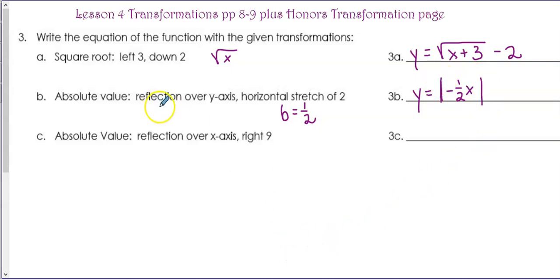Okay. So reflection over y-axis, the negative goes inside the absolute value. Over x-axis, it's going to go on the outside. So that's what this one is, reflection over the x-axis. So we're going to have a negative a. So there's going to be a negative there, and then x minus 9. And no value out there, no k value.